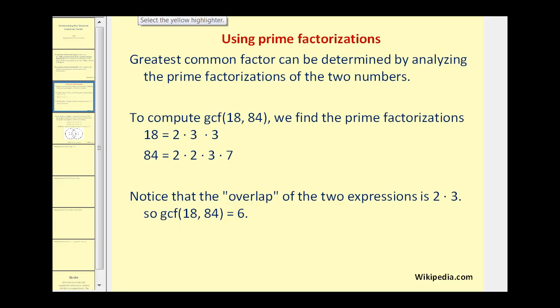Now we'll identify which factors they have in common. Notice 18 and 84 share a common factor of 2, and they also share a common factor of 3. Another way to think of this is that the overlap of these prime factorizations is 2 and 3. Therefore, 2 times 3, which equals 6, is the greatest common factor of 18 and 84.